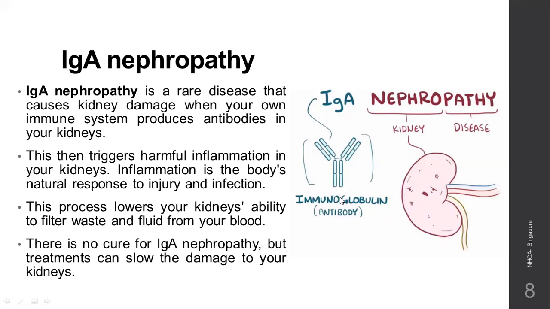There is no cure for IgA nephropathy, but treatments can slow the damage to your kidney. Usually, patients are put on immunosuppressants.